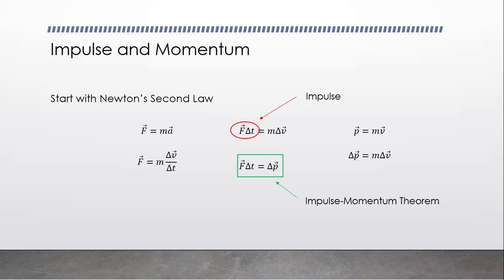And so I write out what's called the impulse momentum theorem. A force acting on an object times the time that that force acts on an object is equal to the change in momentum of that object. Now, of course, this particular equation assumes that the forces are constant and that the masses are constant.